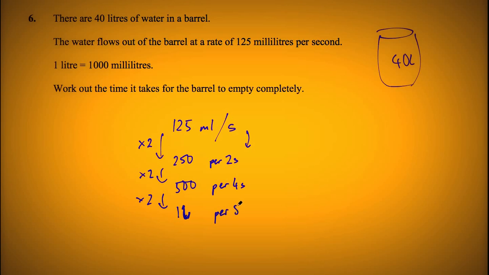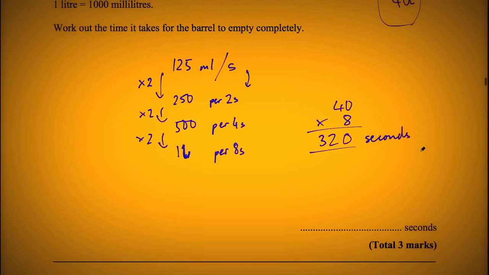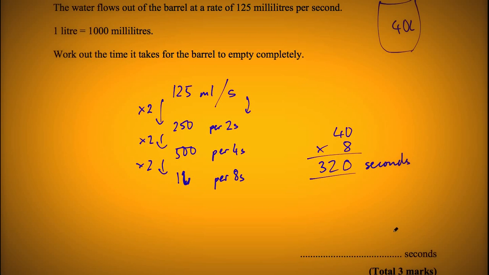per 8 seconds. And I've got 40 of these litres, so 40 times by 8, 4 8s are 32, so that's 320 seconds. And we'll see what unit it asks for. It's just in seconds, so I don't have to do any minute conversions there, just 320 seconds in total.